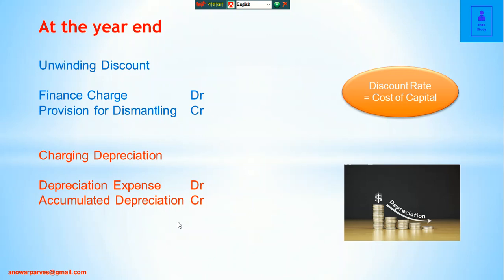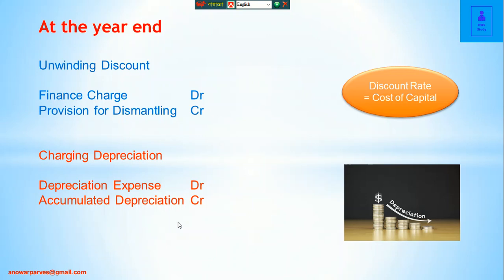Now when dismantling happens, use the provision to pay, and if the costs are higher, charge the extra to profit or loss. If costs are lower, take the difference in other income to profit or loss. So this is simple. And disclosure: we have to disclose the nature of the obligation, the timing of the cash outflow, any uncertainties, and possible reimbursements.